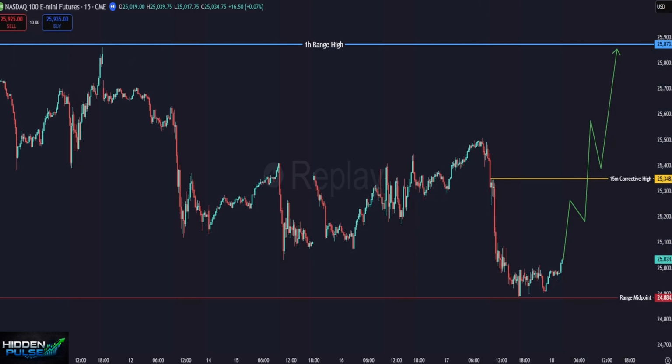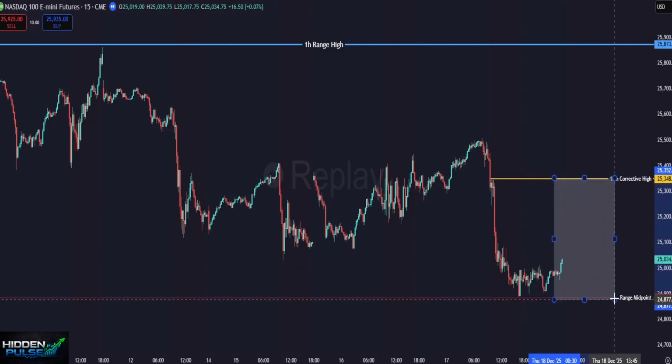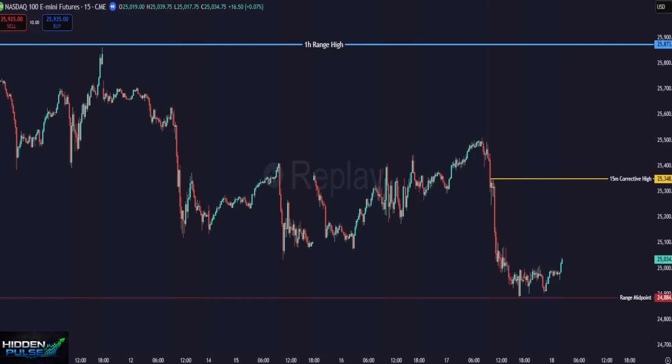Now I know some of you are probably thinking, so I can't trade anything between the midpoint and the corrective high? That's not what I'm saying. But you have to remember, price was bearish when it came back to the midpoint, so we can't just assume bullish price action until the market actually proves it. And the way it proves it is simple. Bullish displacement above the corrective high. We don't fight the current direction, and we don't try to predict reversals. We let the market show us its intent, and then we build trades around that.